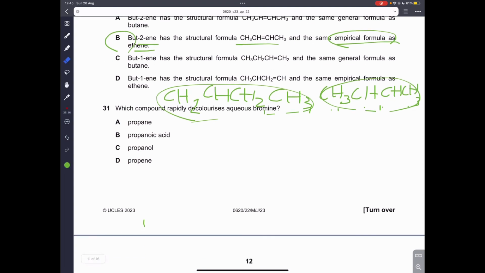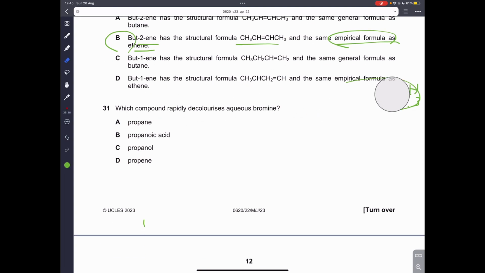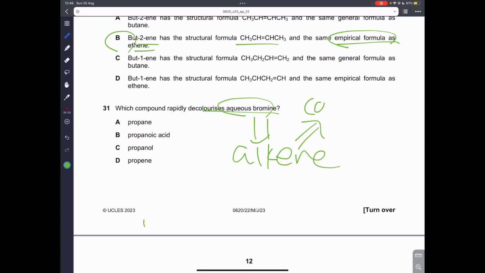Question 31. Which compound rapidly decolorizes aqueous bromine? Well, bromine is rapidly decolorized in the presence of an alkene. Alkene meaning it contains a double bond. So it's going to be ending with ene, and therefore D is the correct answer.